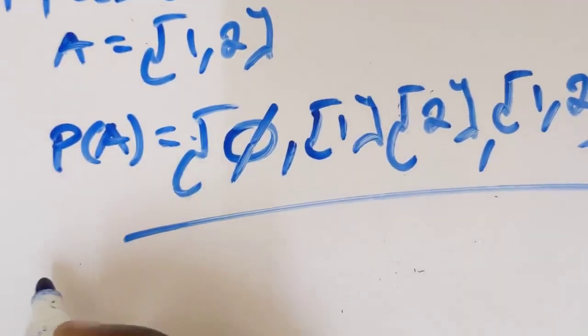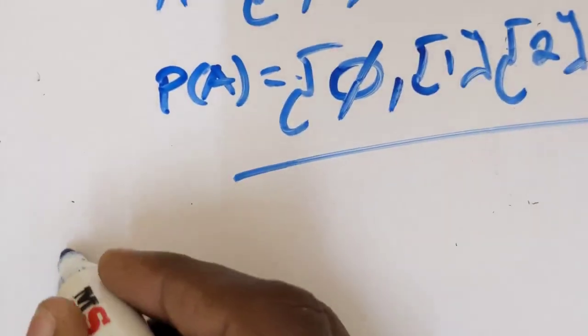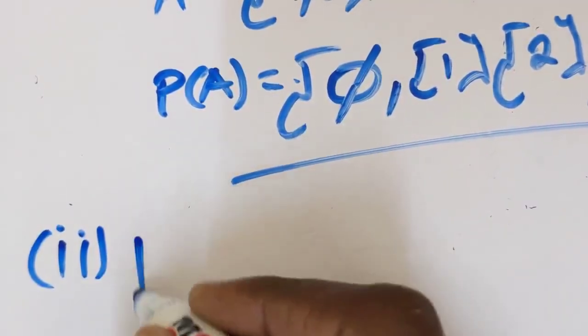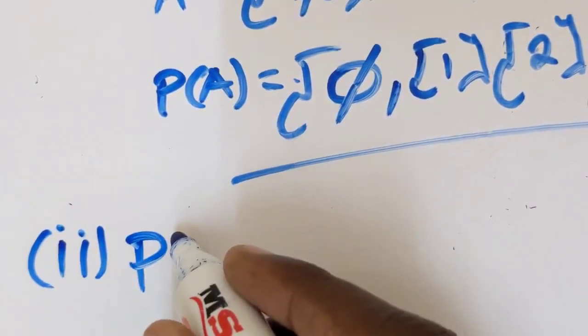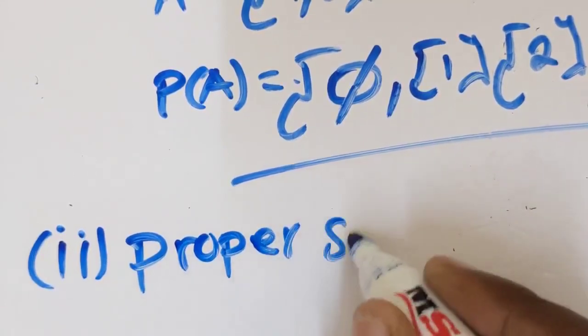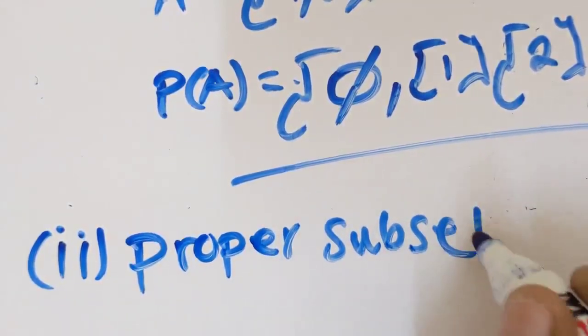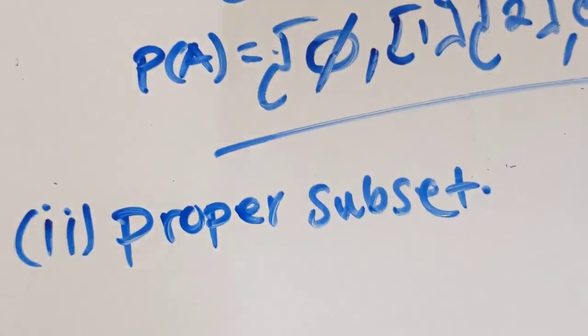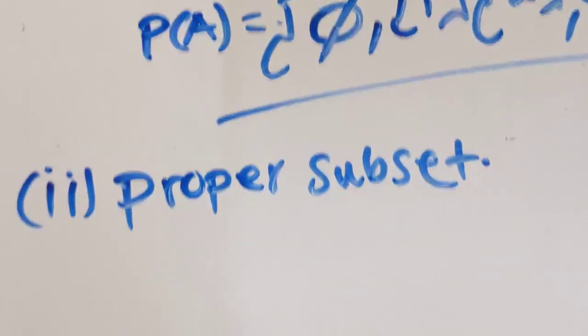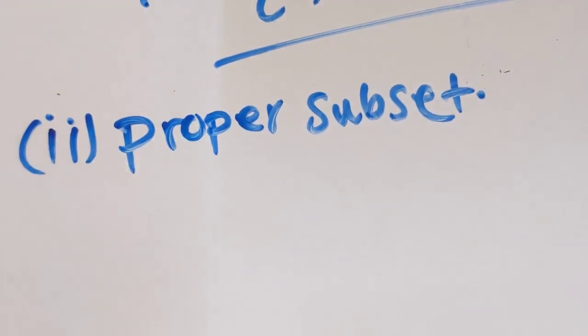So now we go to question 2. In question 2, we're told to define a proper subset. Before I define a proper subset, I want to give you an example so that you understand. You need to know what a subset is before you define a proper subset.